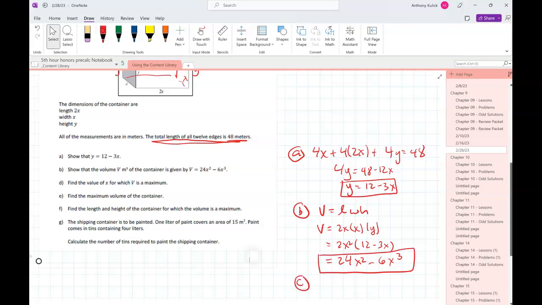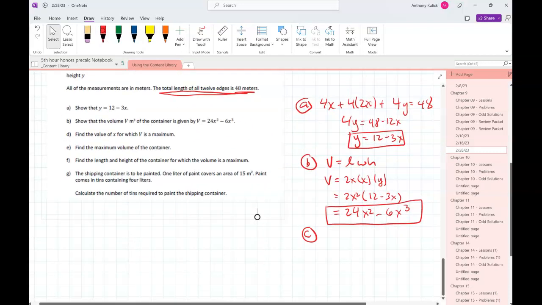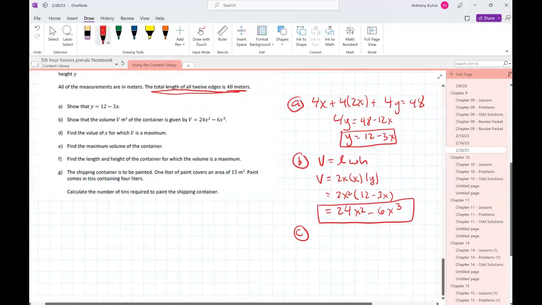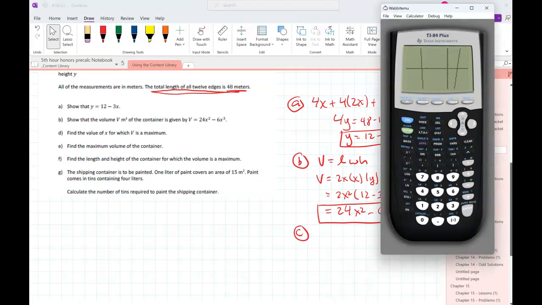It says find the x for which the volume is at a maximum. So to do that, I'm just going to graph the volume function that I just wrote on my calculator and look for a maximum.